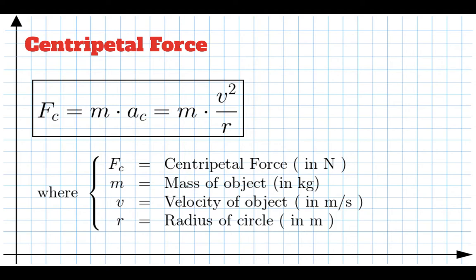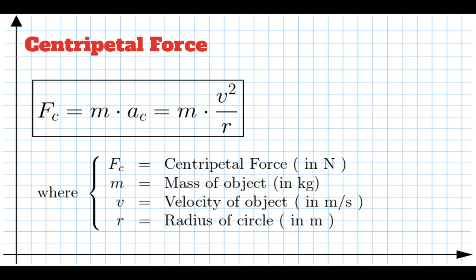The centripetal force acting on an object, the force required to make it move in a circle, is equal to the mass of the object times the centripetal acceleration. So according to Newton, F equals m times a. So the force to make something move in a circle is equal to its mass times the acceleration of the object, the rate that its velocity is changing. And that is m times v squared over r. So the centripetal force is the force it takes to make something move in a circle.